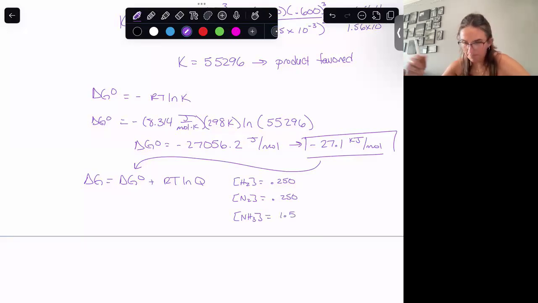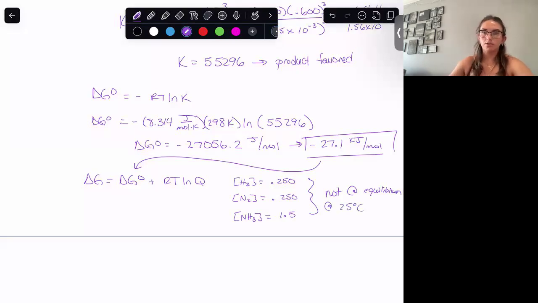So you could do these conditions. This is not at equilibrium, but at 25 degrees Celsius. And you could solve for delta G, not delta G naught, under these conditions.